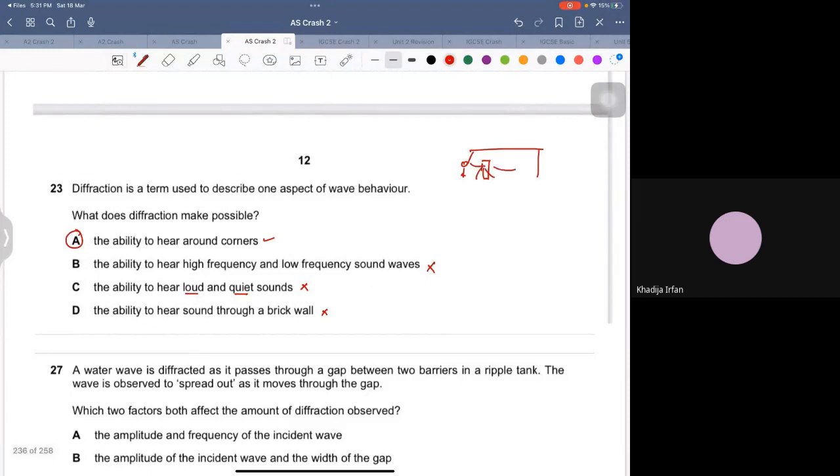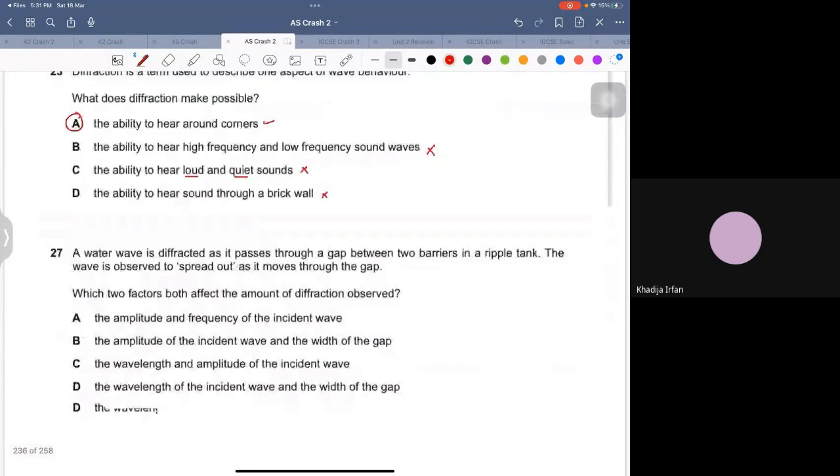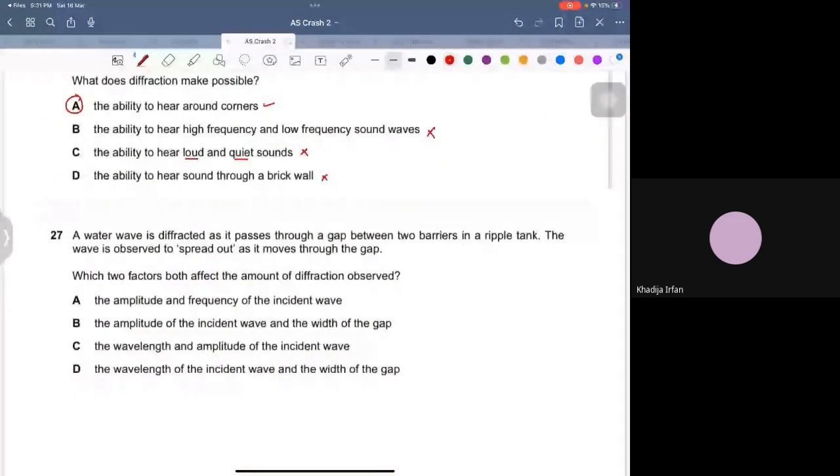That's fine. Anyway, then it says a water wave is diffracted as it passes through a gap between rays in a ripple tank. The wave is observed to spread out as it moves through the gap. Which two factors both affect the amount of diffraction observed? What do you guys think? Go on, hurry up. Let me know. It would be the wavelength of the wave and the width of the gap. Obviously the wavelength and the width are going to change, and that would affect it. The amplitude has nothing to do with diffraction. Amplitude and frequency don't have any effect on it.